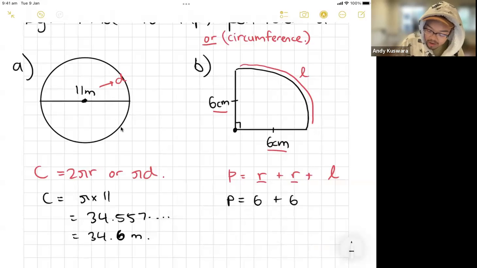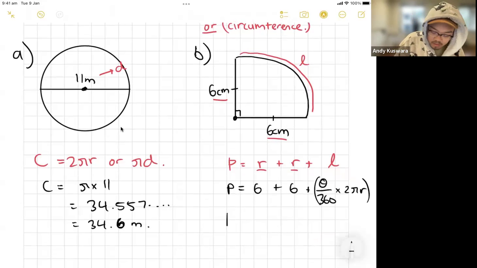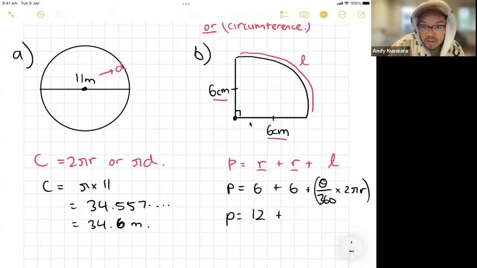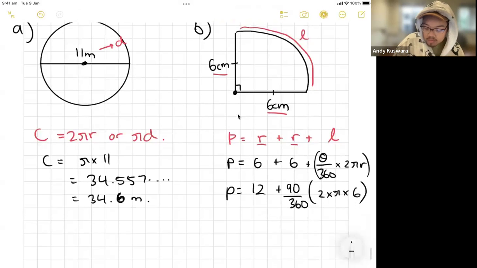And then to find my actual arc length, I'm going to need theta on 360 times 2 pi r. Okay, because I haven't figured that part out yet. So just kind of simplifying as I go. Now, what particular degrees do I have out of my 360? I can see that it's a quarter. Or in other words, that is a 90-degree angle. So I'm talking about a 90 on 360 times 2 times pi times my radius, which in this case was 6.